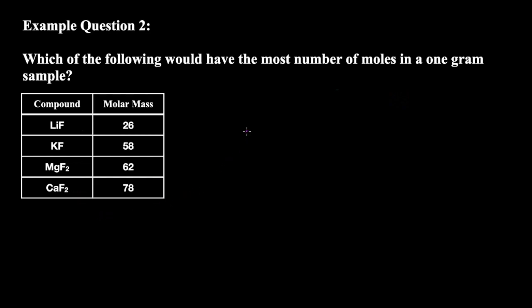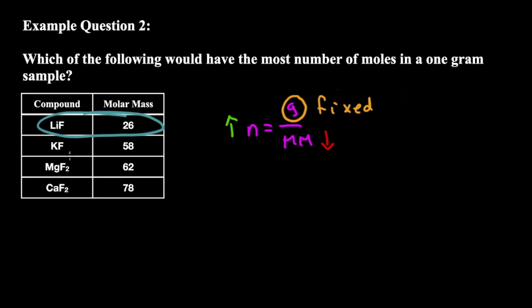To answer this question, you have to know the equation for a mole. And a mole is going to be equal to the amount in grams divided by the molar mass. And if the amount in grams right here is going to be fixed because each compound has the same number of grams, they each have 1 gram, and you want to make the moles have a high number, then you want to get the molar mass to be a low number. So you want to pick the compound that has the smallest molar mass, and that's going to be LiF, this one. So LiF would be the answer.